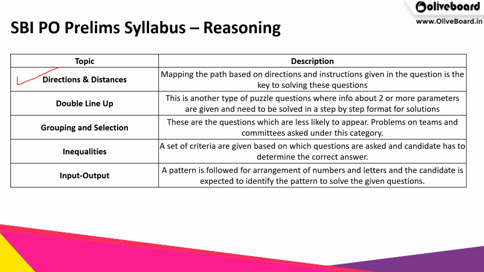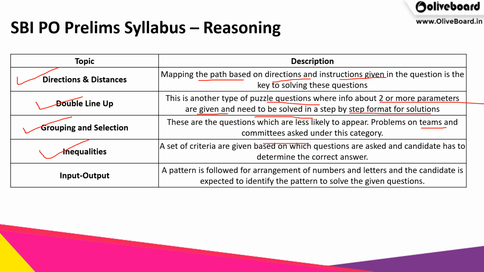Then we'll have questions based on directions and distances. So you have to map the path on the directions and the instructions which are given in the question to find the right answer. Then double lineup based questions. So this is a type of puzzle question wherein 2 or more parameters are given to you, and you have to solve that particular question based on the information step by step to find the solution. Then grouping and selection based questions. So this is less likely to appear, but problems on teams and committees can be asked under this category.